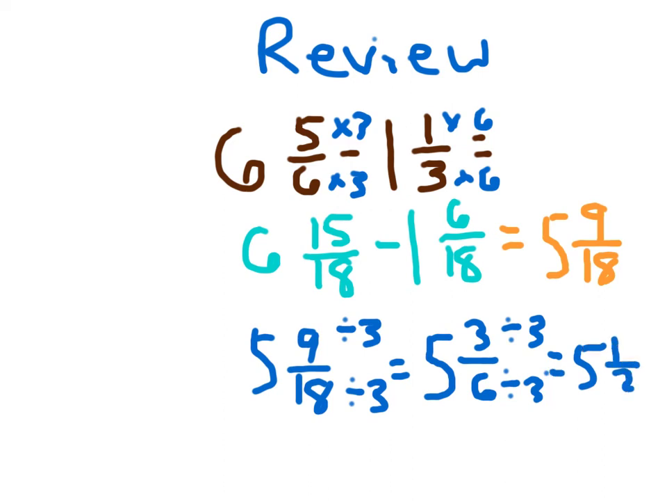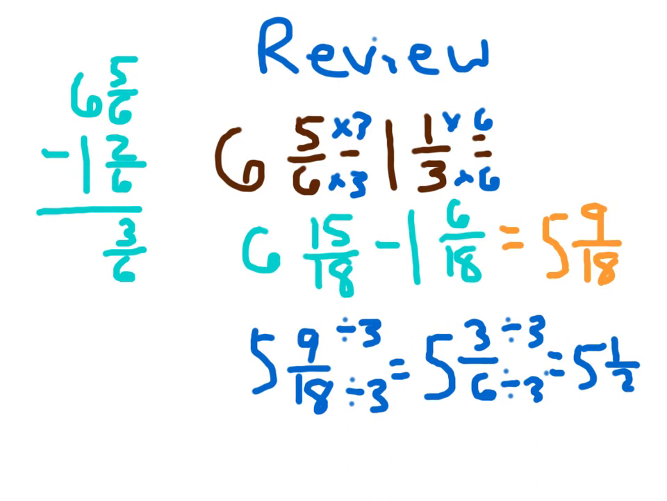Now, if I used the smarter mathematician's way, I would have looked at that original problem and just gone, okay, well, I know it's 6 and 5/6, and I'm writing this vertically, minus 1 and 1/3. 1 and 1/3 is 1 and 2/6, and at that point, 5/6 minus 2/6 is 3/6, 6 minus 1 is 5, and then I would just simplify that to 5 and 1/2 by dividing by 3 and dividing by 3.